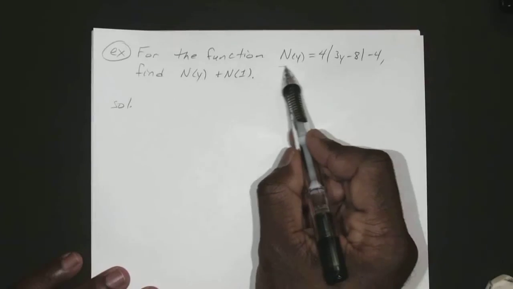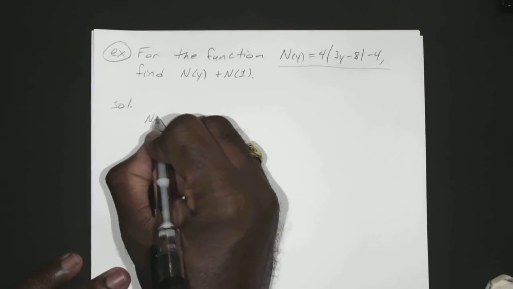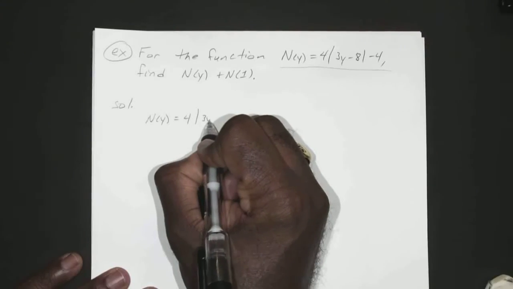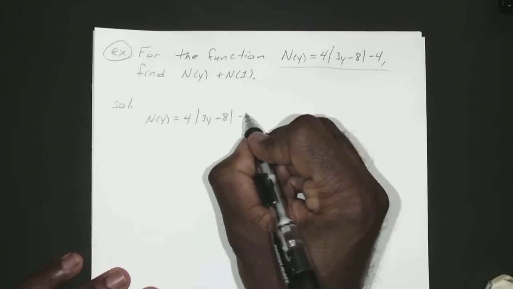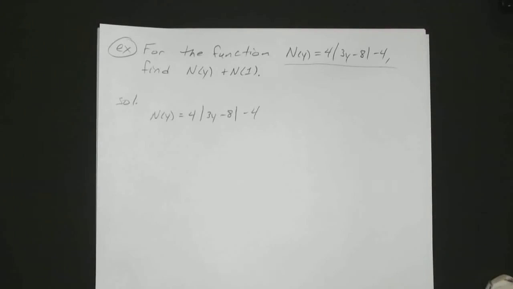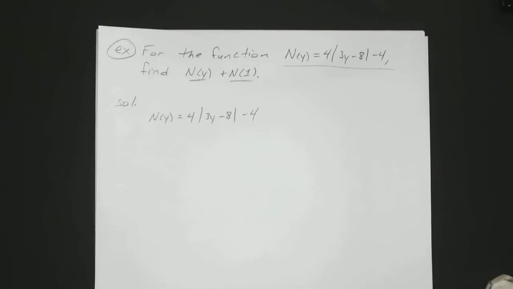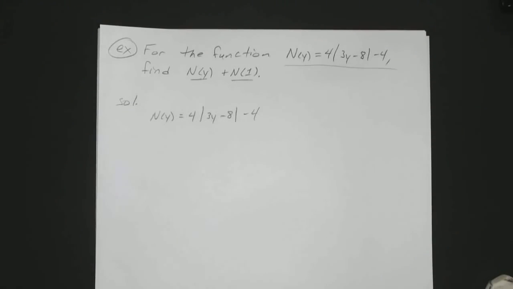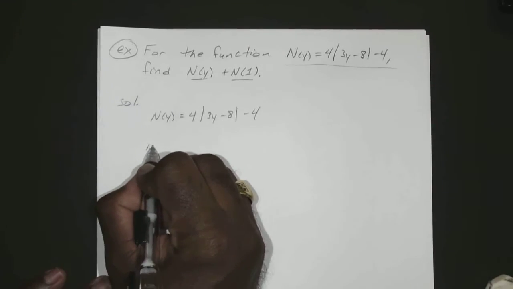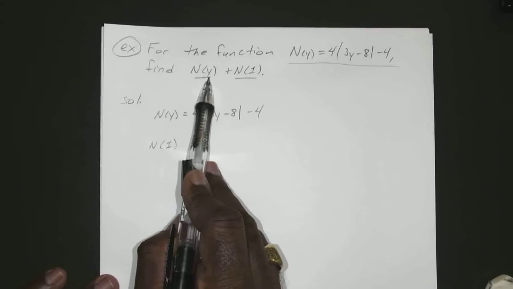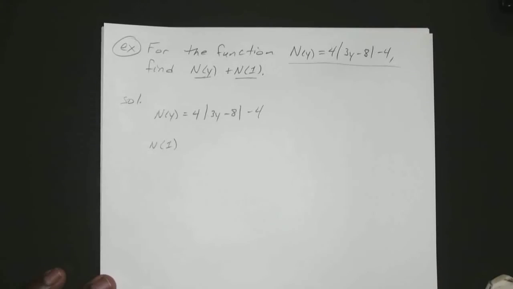Okay, so we already know our n of y. So n of y is just 4 times the absolute value of 3y minus 8 minus 4. Now we have to find our n of 1. And n of 1 literally just means replace every y with 1. Sometimes it may be an x in there, but whatever's in that function, that's the variable you're going to replace.